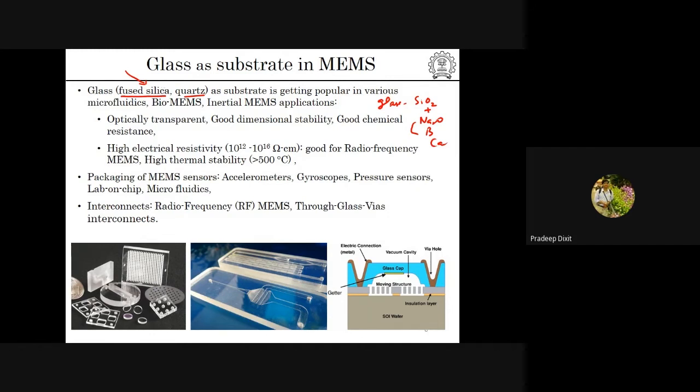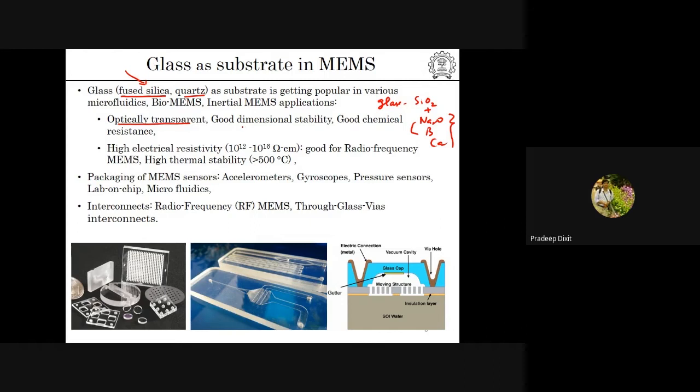But other glass, for example soda lime glass or borosilicate glass, has metallic impurity, and because of that, in certain foundries we do not permit soda lime glass because it has sodium impurity. But anyway, if you look at these materials, fused silica and quartz are perfect insulators. They are optically transparent, so because of optical transparency you can easily use these substrates in microfluidic applications or biological applications. You can easily monitor the progress, what's going on.